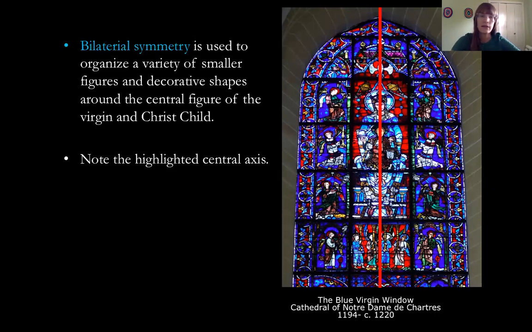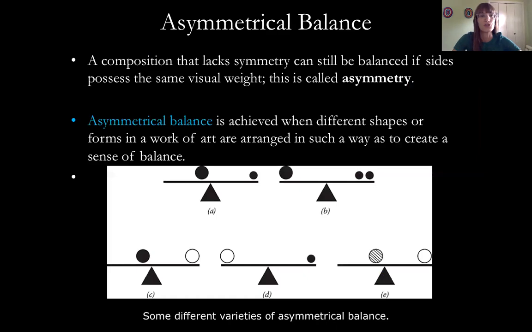And here's the definition again. Bilateral symmetry is used to organize a variety of smaller figures and decorative shapes around the central figure of the Virgin and the Christ child. Here we've used a red line to show the axis. Of course, not everything is perfectly the same. We don't have a perfect symmetry here, but the design elements are divided in half. You have two different angels on either side. However, they're still organized in such a way that you have bilateral symmetry.